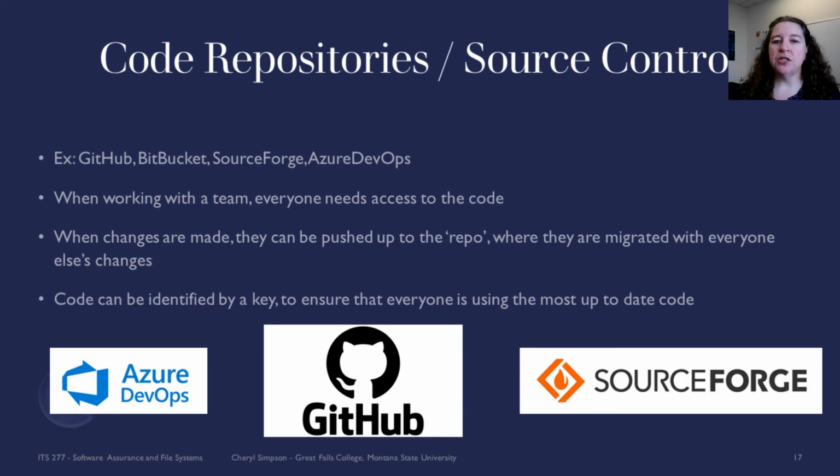We also implement source control with that. Every time you make a change, we push the change up to the repo, and they're migrated and incorporated into everybody else's change. If I change code A and somebody else changes code B, both of those codes can go up without a problem. If both of us are working on code A, we need to look at that code and figure out if it needs to be merged. Can we merge it correctly? The code can then be identified with a key to ensure that everybody, especially development and DevOps and quality assurance, is all using the most up-to-date code each time.